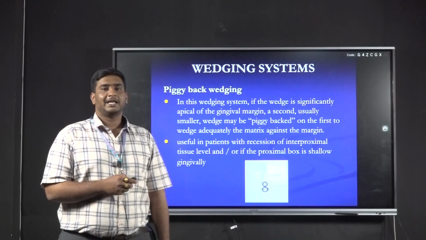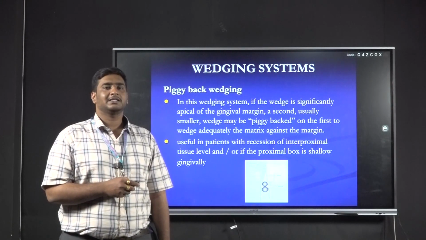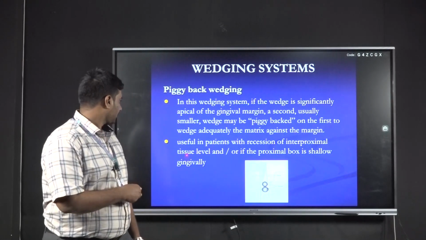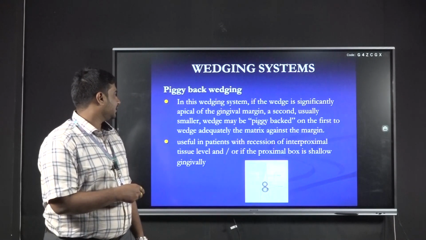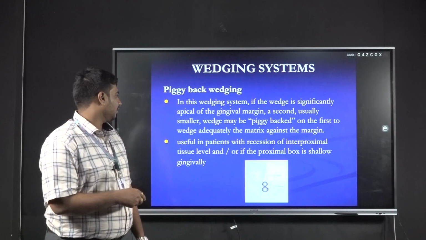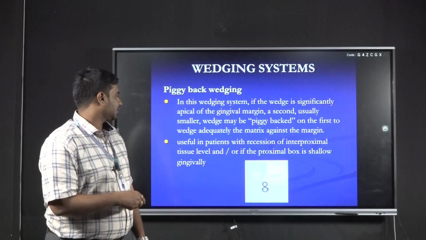So first a wedge is placed, then a second wedge is piggybacked onto it, and it is useful in patients with recession of interproximal tissue level or where the proximal box is shallow gingivally. So this is the first wedge, and the second wedge is piggybacked onto it.